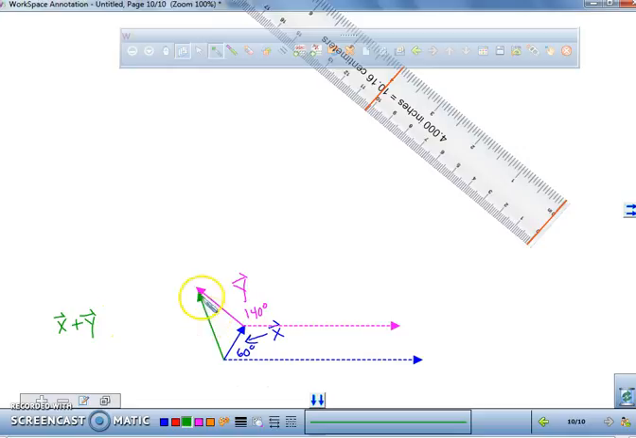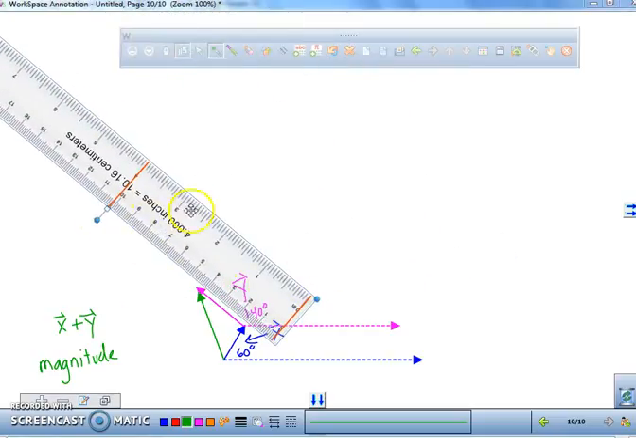That's the resultant. So we're going to find the measure of this distance right here. So we need to know the magnitude. So this right here, that ray, the distance from here to here. We have to find that magnitude. So let's go ahead and measure it.